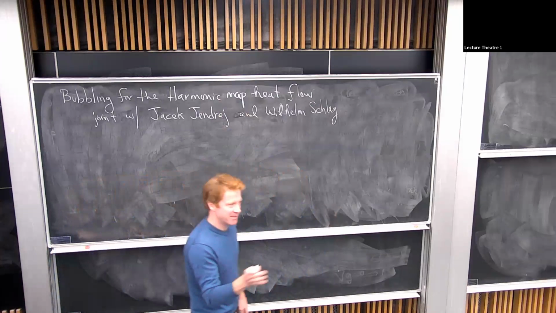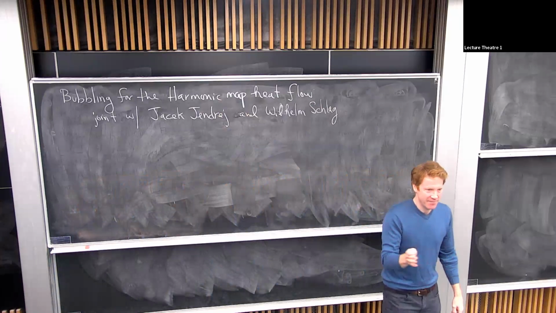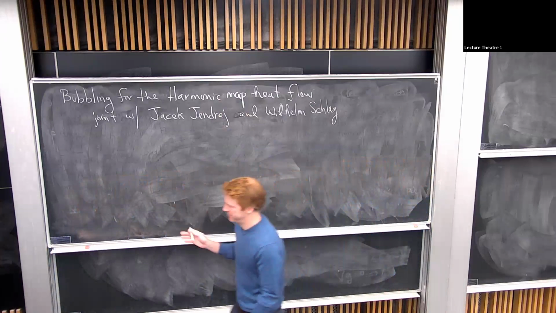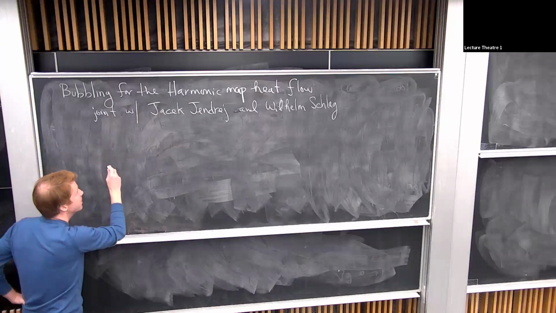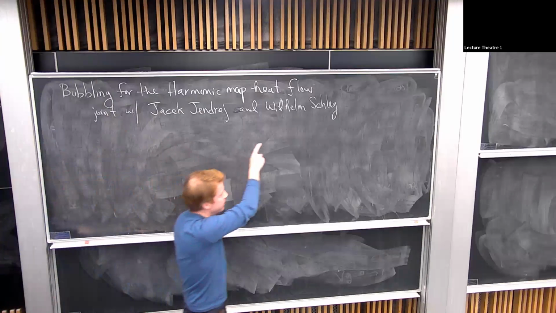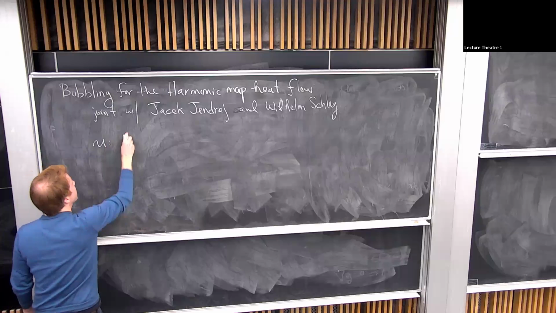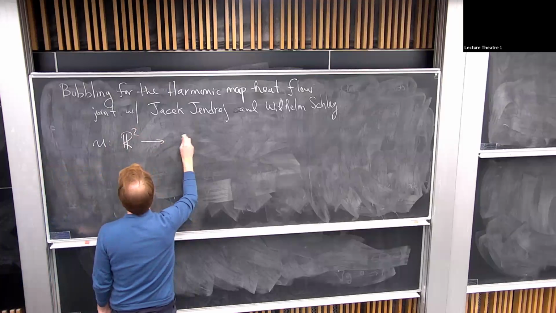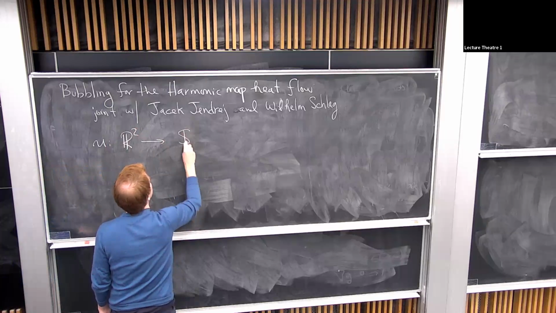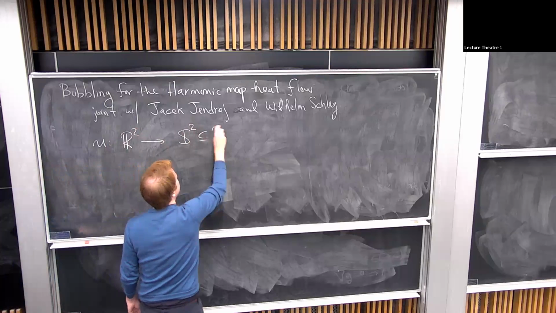But hopefully I'll try to emphasize some of the techniques that we use in this problem that maybe have some parallels. So it's about harmonic map heat flow, and it's joint work with Jan and Wilhelm Schlag. So the objects we'll consider are mappings from R2 into the two-sphere sitting inside R3.